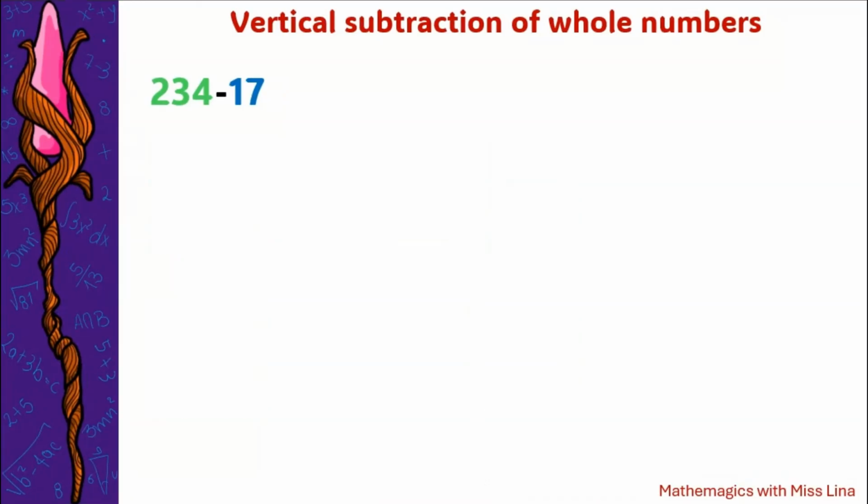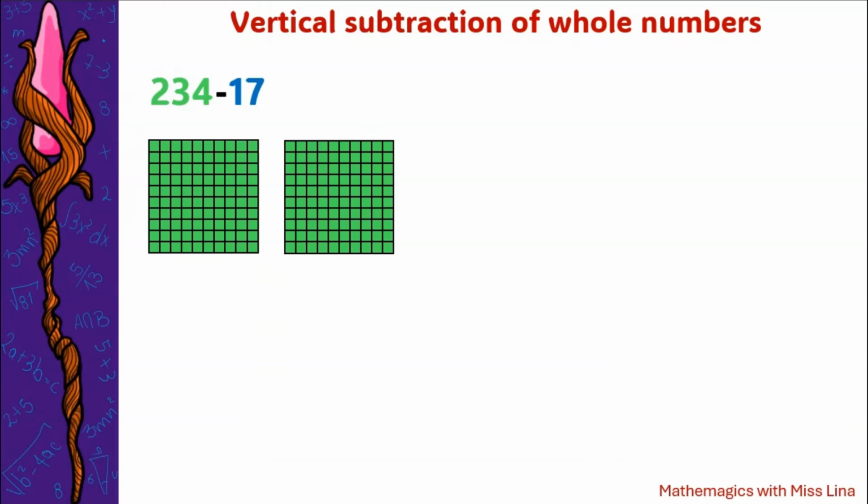Let's take this other example. You are going to see two special things in this example. The first thing is that the 17 doesn't have a hundreds. And the other thing is, if you check the ones, there's not going to be enough ones from 4 to take away 7. So we're going to check what happens, what we should do.